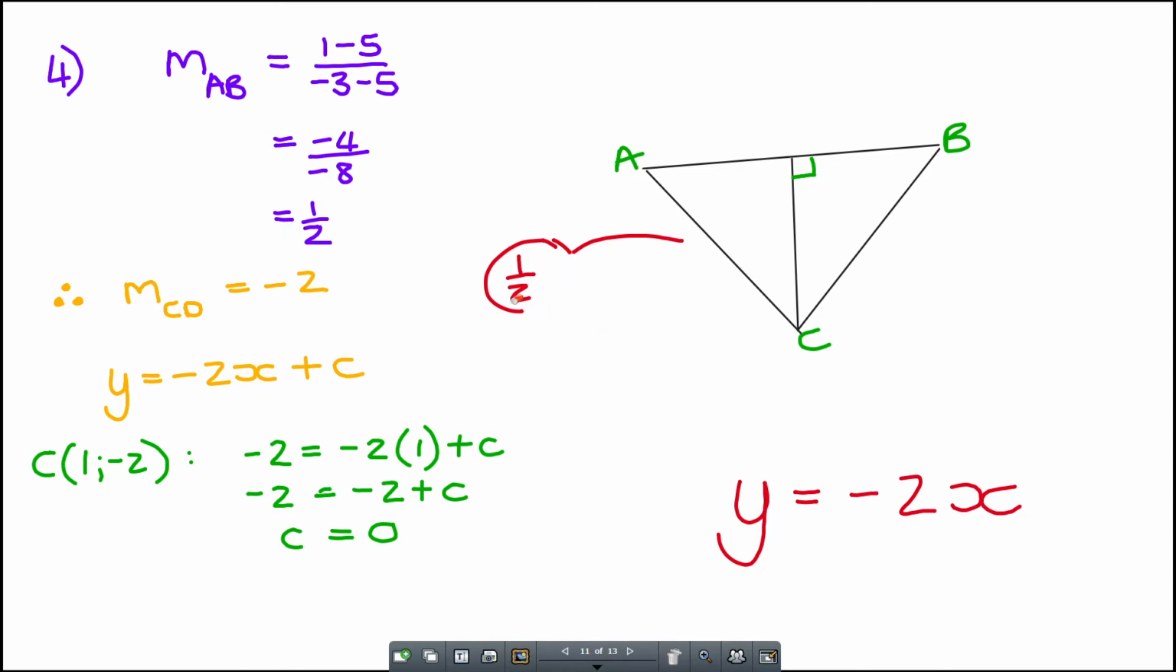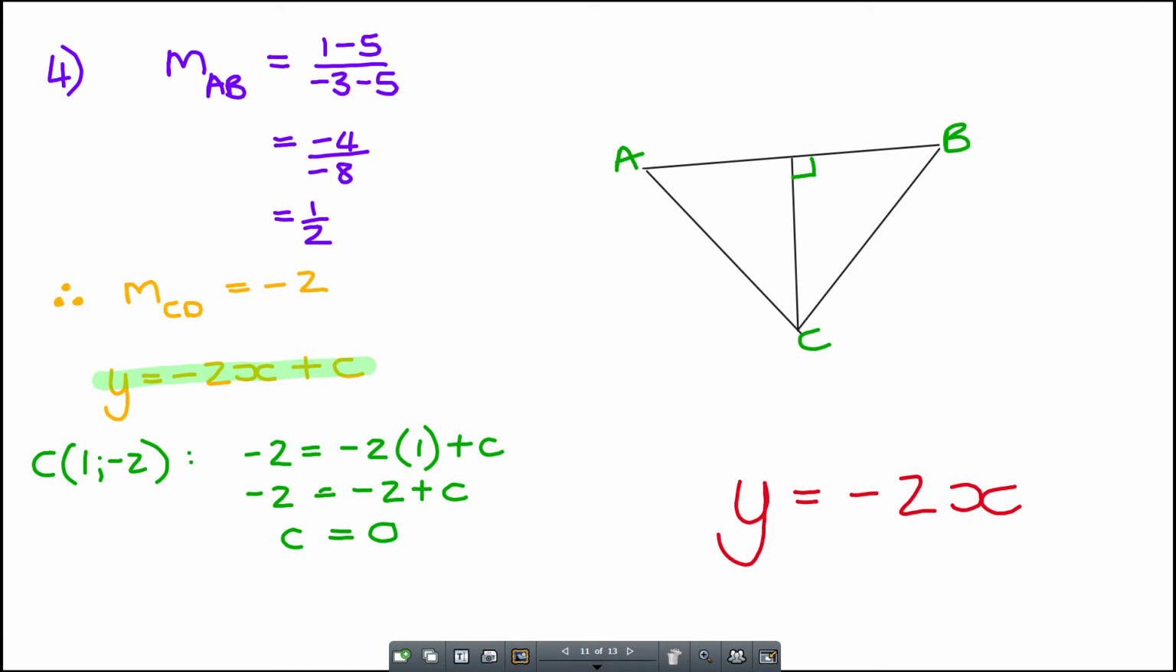Goed, so now that I know that the gradient is minus 2, I have half of my equation so far. So far I've got y is equal to minus 2x plus c. Okay? Nou, ek moet nog daai waarde van c gaan kry.